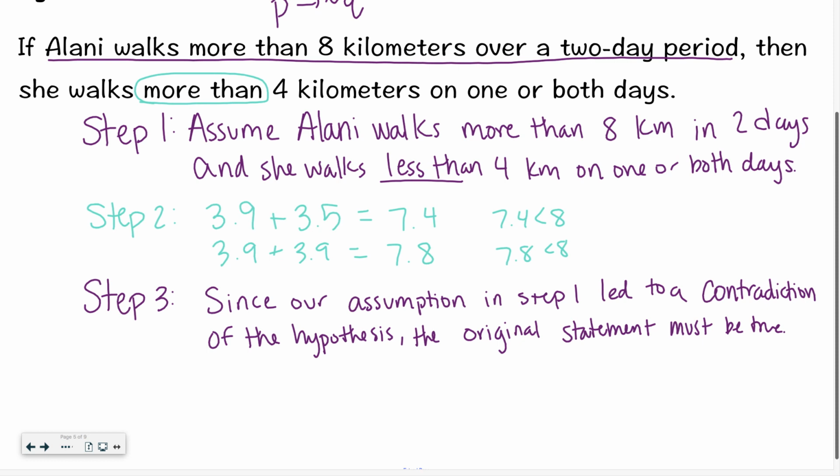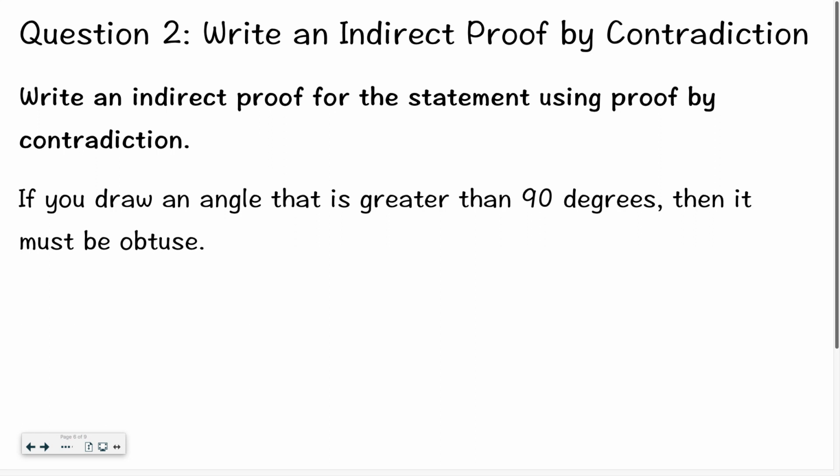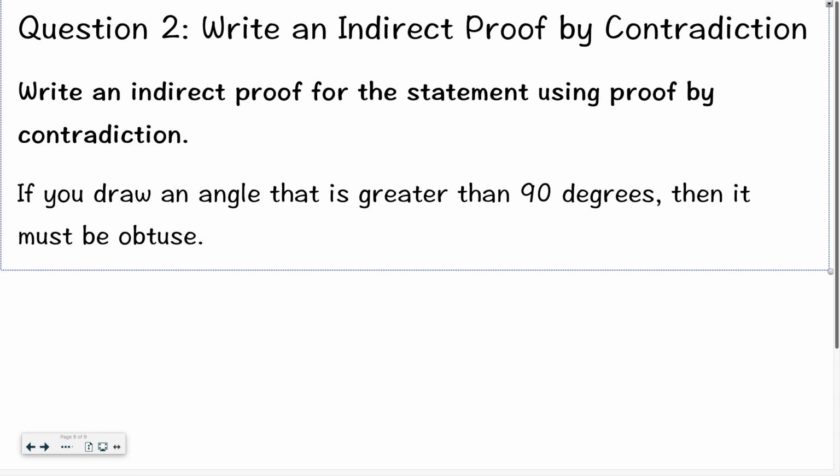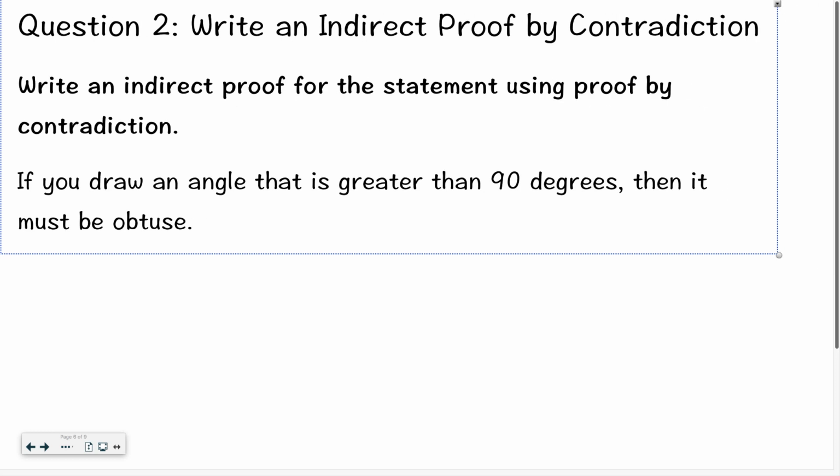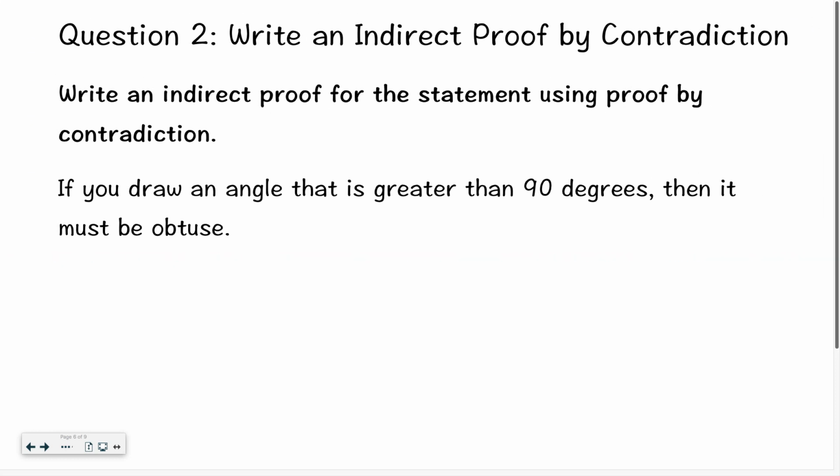And that contradiction of the hypothesis, you might be a little confused by what that means, but that's what we did in step 2. We showed that the step 2 calculations didn't hold the hypothesis true. They weren't more than 8 kilometers, okay? I want you to try to write an indirect proof by contradiction. Remember your step 1, 2, and 3. And try to write it down on your paper and then pause your video. And once you've written it down, check your answer, okay?